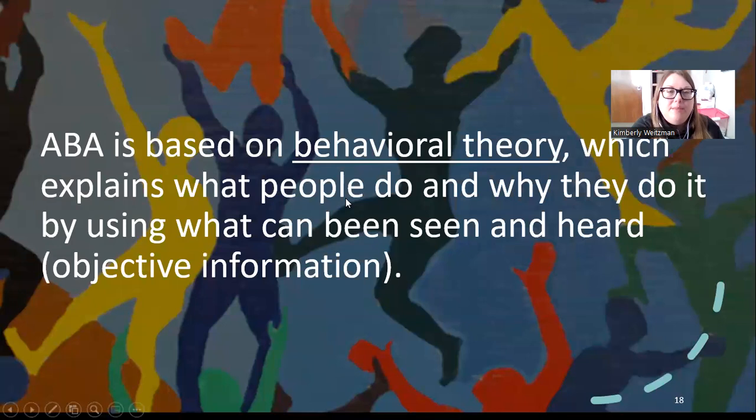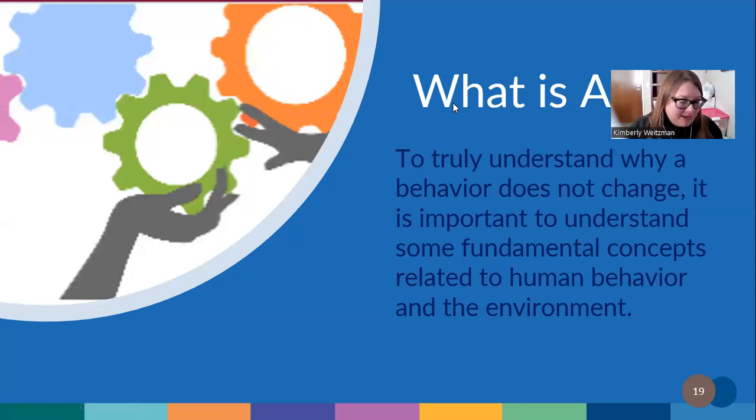Okay. So ABA, Applied Behavioral Analysis, is based on behavioral theory, which tries to explain what people do, why they do it, by using what we see and what we hear. So it's very objective. It is kind of a scientific way to look at what's going on with your client. That is the basis of ABA's behavioral theory. Let's learn a little bit more about what ABA is. It kind of looks at a way to understand if we're not seeing change occurring in our client's life, what could be the rationale or what could be going on behind the scenes that is maybe not leading to change.